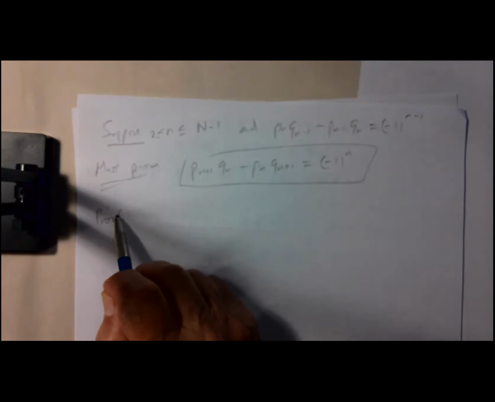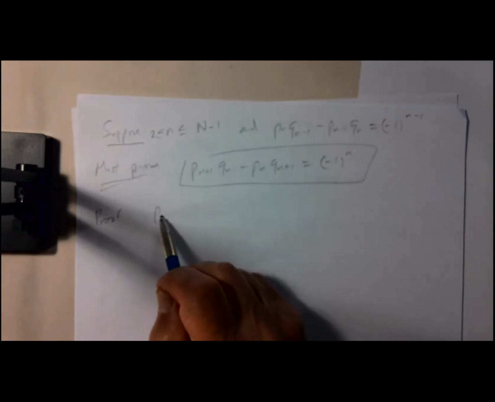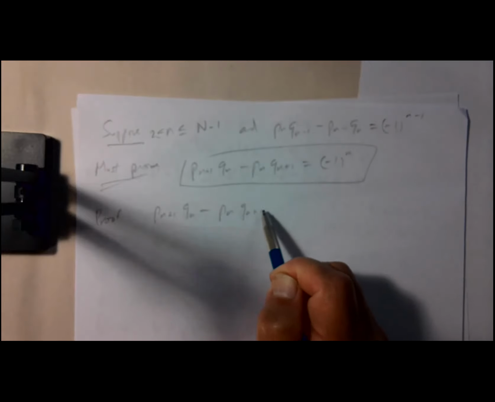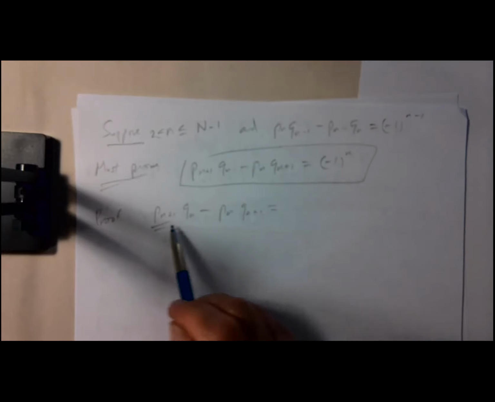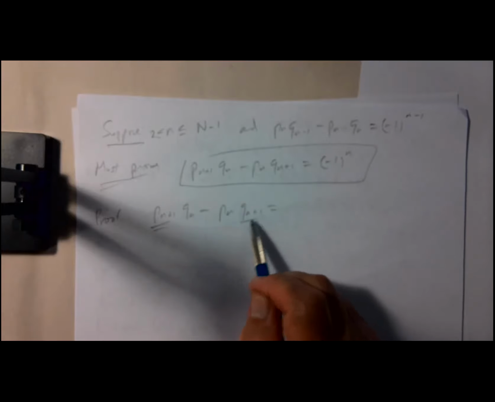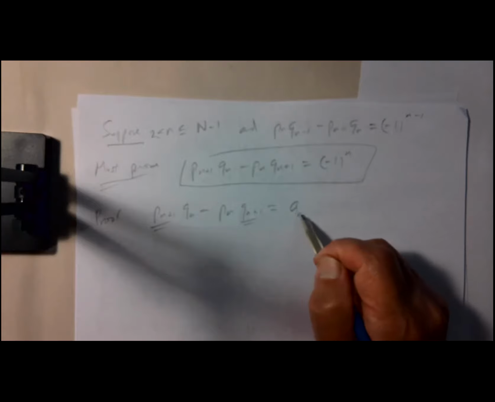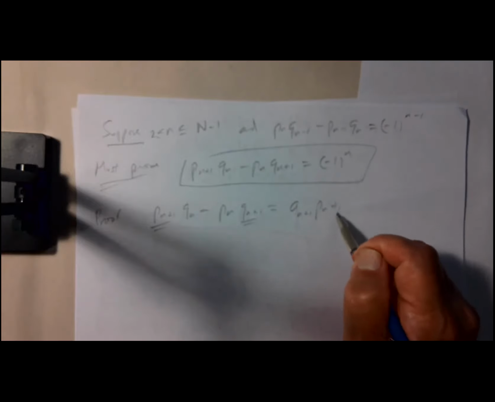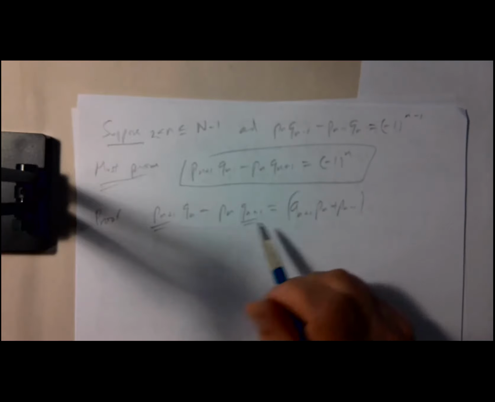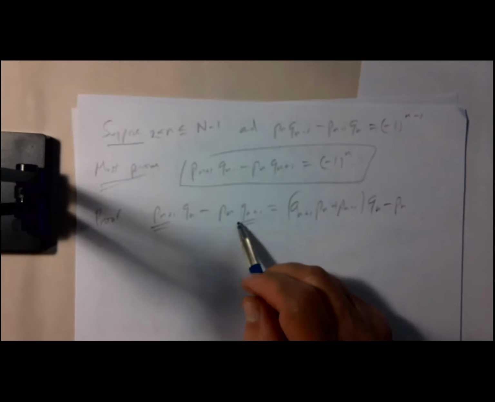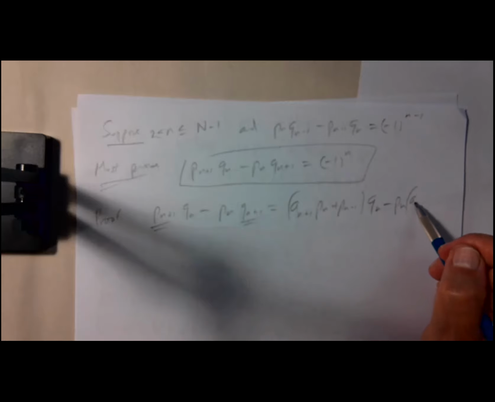So what can we do? Well, Pn plus 1 Qn minus Pn Qn plus 1. Let me write down the expressions we have for Pn plus 1 and Qn plus 1. Pn plus 1 is An plus 1 Pn plus Pn minus 1, times Qn minus Pn, and Qn plus 1 is An Qn plus Qn minus 1.